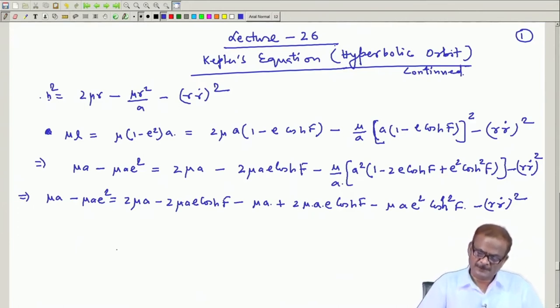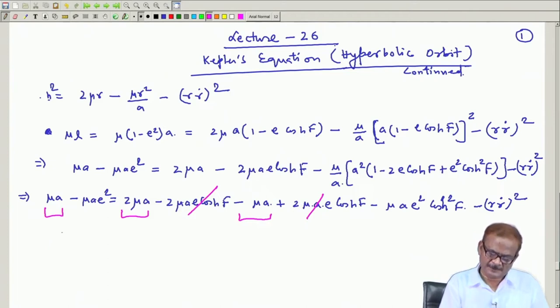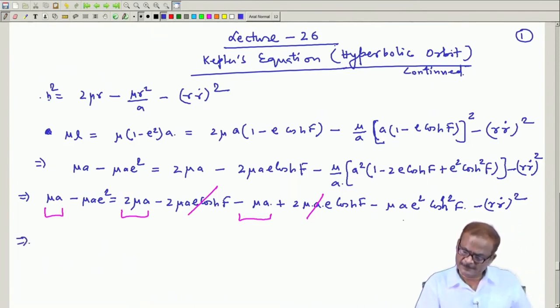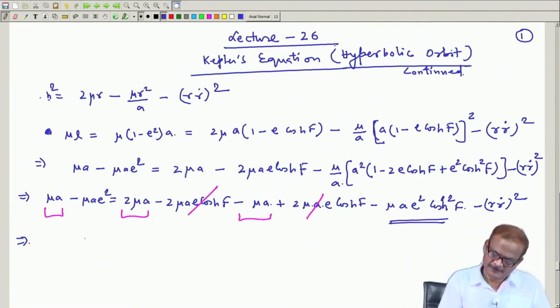Now, whatever terms can be cancelled out, we will cancel. So this term and this term cancel out. And you can see that this part and this part together will cancel out. So this implies, and thereafter we take this part to the left. Or maybe we can take it to the right hand side, and this part we can bring to the left hand side. So this becomes r r dot square equal to mu a e square. So this together with this will cancel out.